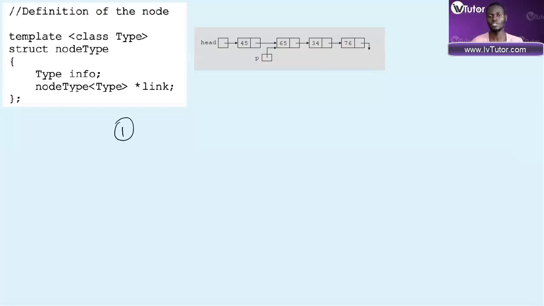The first operation is moving a pointer. And the second operation is linking nodes.